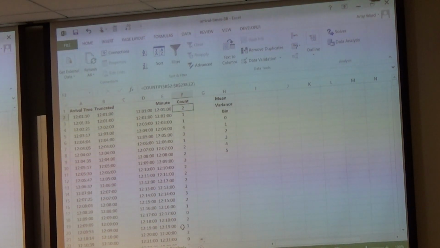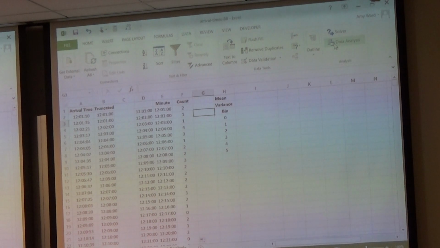Are we doing Poisson right now? We are doing Poisson right now, and we are about to do a histogram plot of a Poisson distribution. So now we can do a histogram plot of our counts. If you look at my bins, I said, well, 0 people can arrive in a minute, 1 person can arrive in a minute, 2 people can arrive in a minute, 3 people can arrive in a minute. So that's how I'm getting the bins.